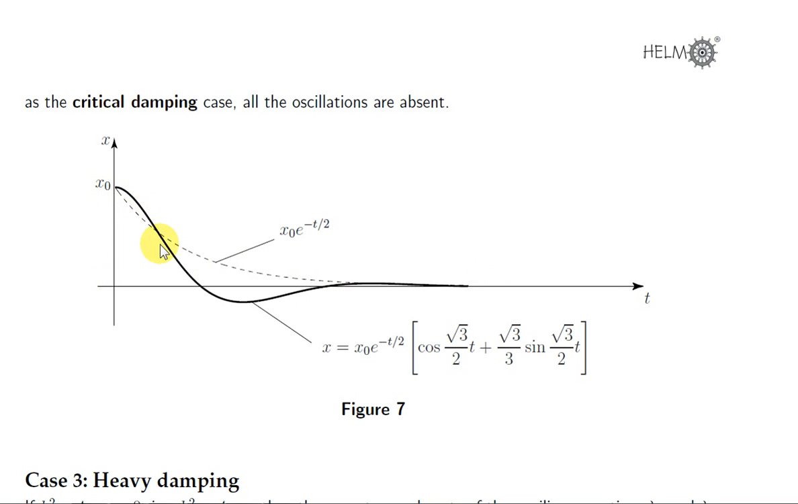For lower values of k, where k squared is less than 4mn, so we have less damping, we see a little oscillation. The mass goes through its equilibrium position, goes below its equilibrium position, and then back up again, goes above it, and then the motion dies to 0.